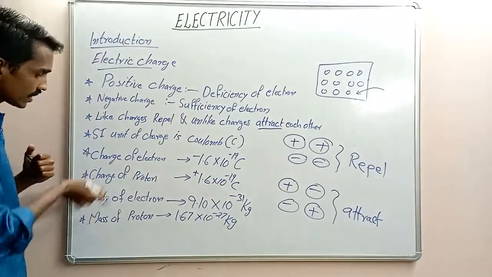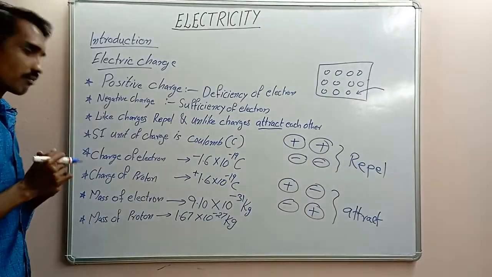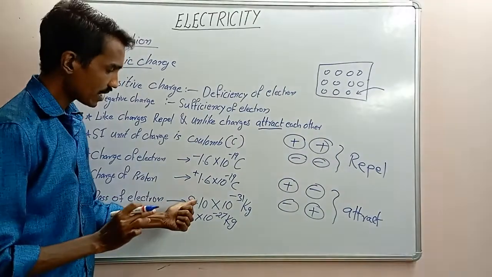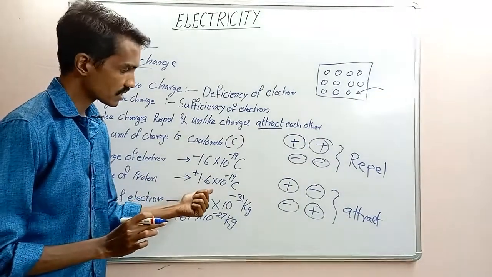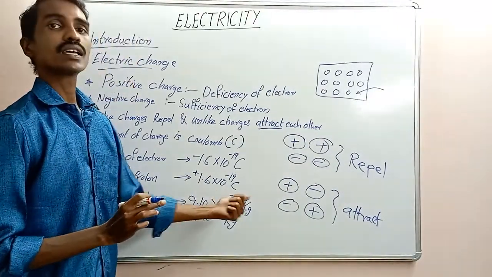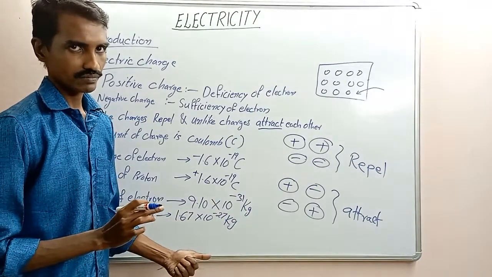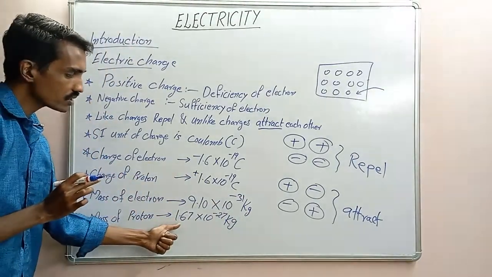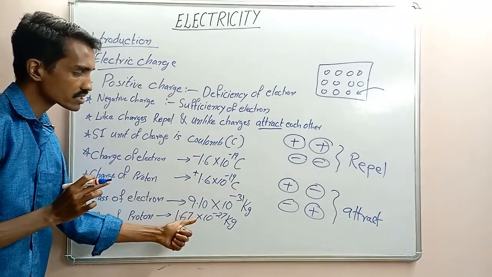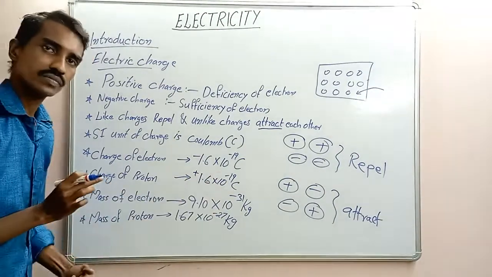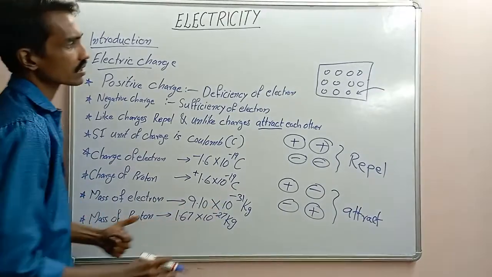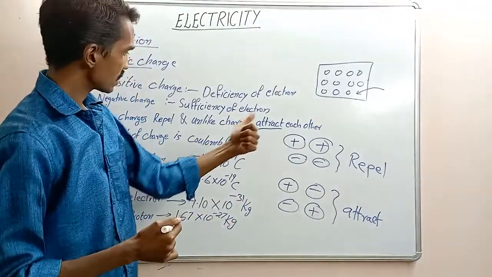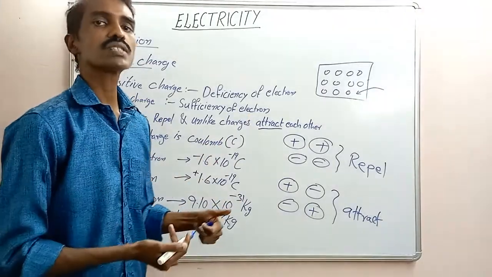And the next one is the mass of the electron. The mass of an electron is 9.10 into 10 raised to minus 31 kilogram, and the mass of a proton is 1.67 into 10 raised to minus 27 kilogram. At least these points we must study to help with this chapter.